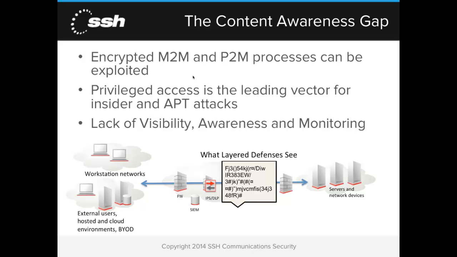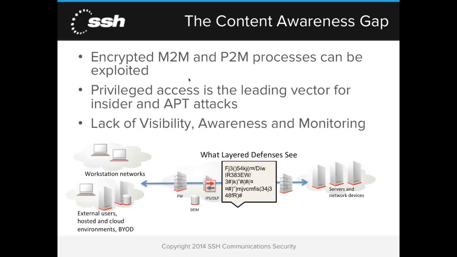Encrypted M2M and P2M processes can be exploited. Privileged access is the leading vector for insider and APT attacks. We've known this for a long time. In fact, back in 2011, I believe it was, Visa put out an alert saying that encrypted access is the primary method by which organizations are broken into and have credit card data stolen. The content awareness gap also creates a lack of visibility, awareness, and monitoring.